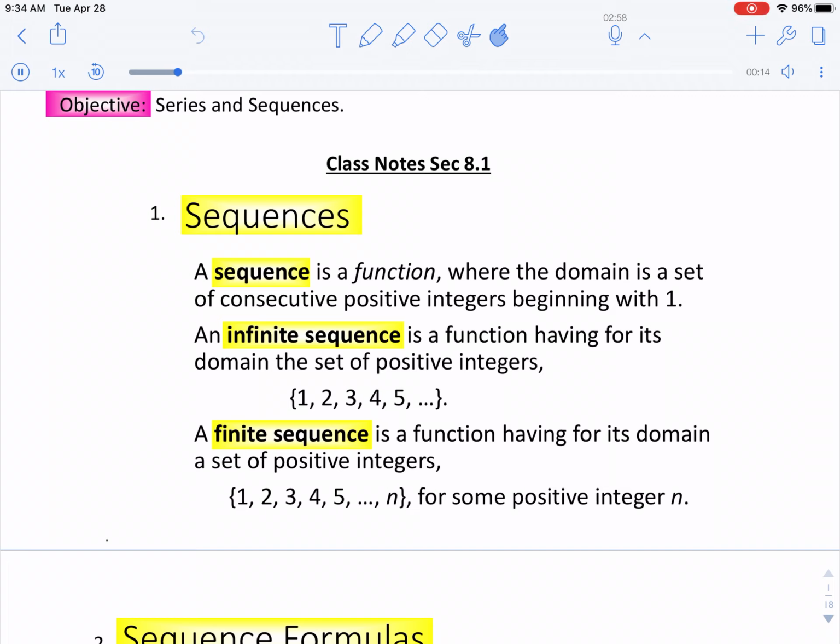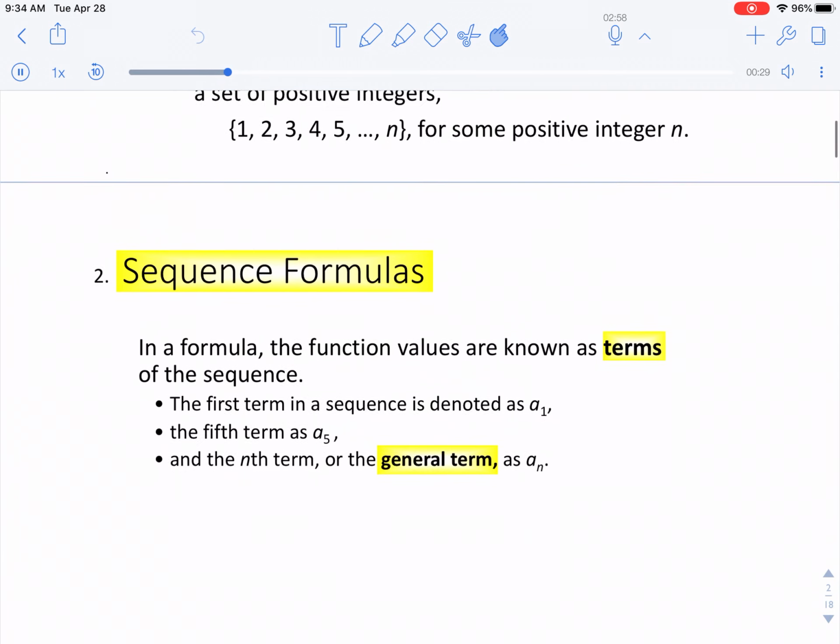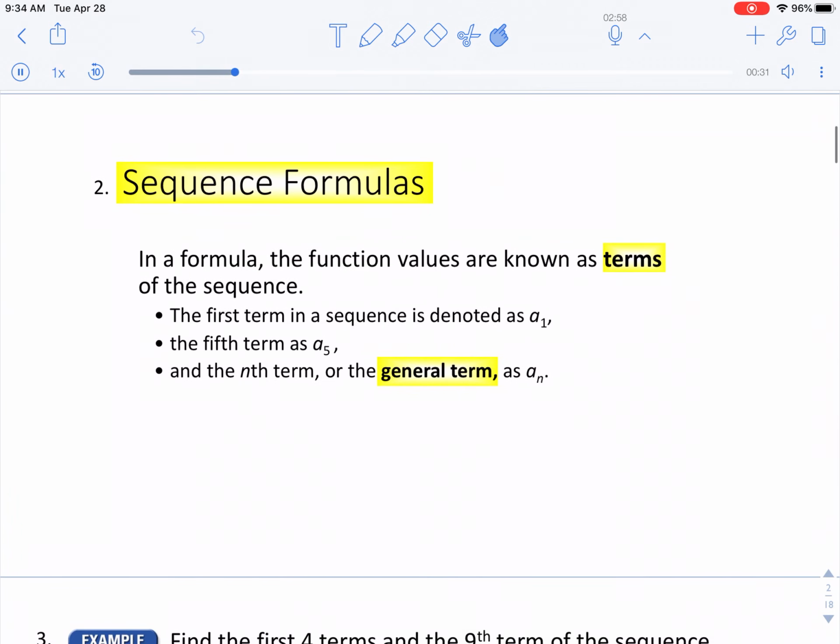An infinite sequence is a function having for its domain the set of positive integers 1, 2, 3, 4, 5, and so on. And a finite sequence is a function having its domain a set of integers 1, 2, 3, 4, 5 through n. Sequence formulas can be written in several different ways. We're going to start by looking at the general form.